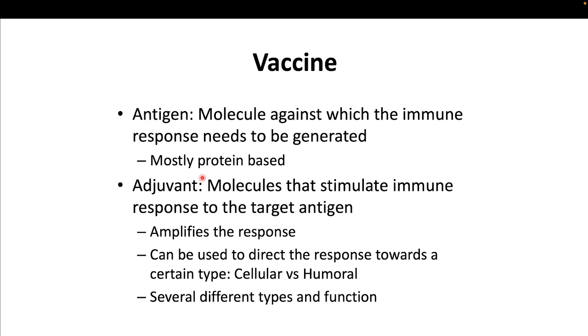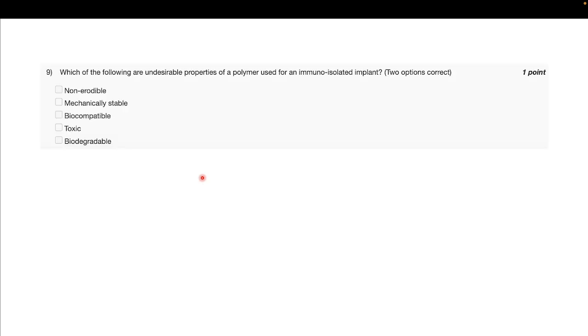Okay. So the next question is, which of the following are undesirable properties of a polymer used for immune isolated implant? So again, two correct options. We have been talking about this a lot, so this could be easier to approach. Anybody knows the answer?